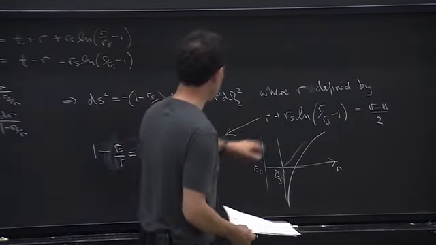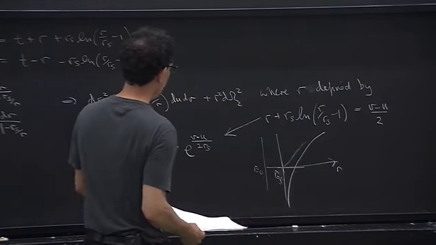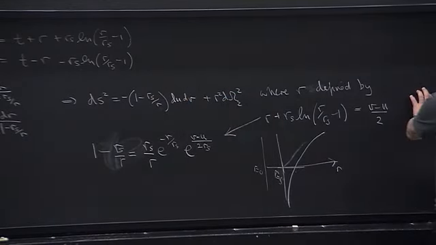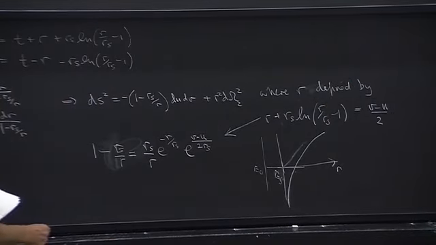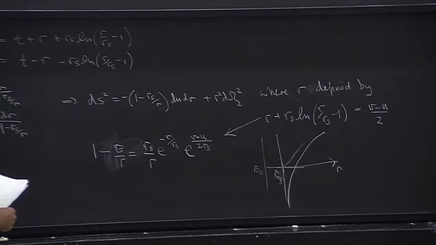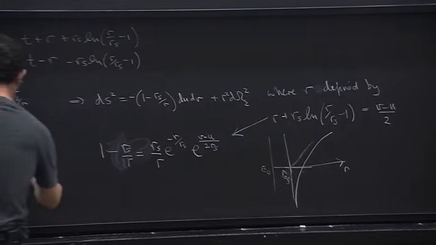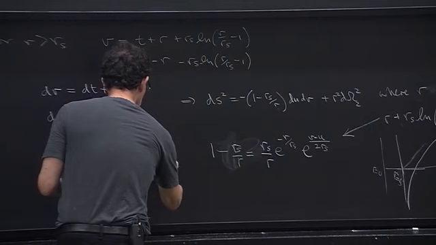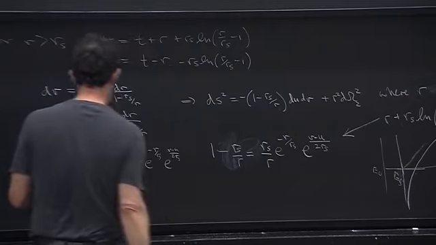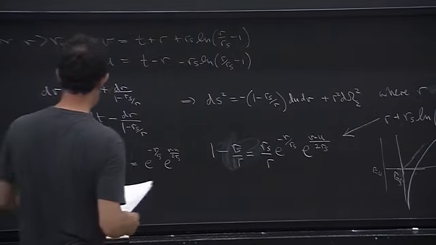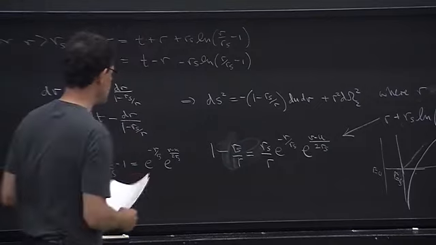Okay, so what did I do here? I divided by the rs. I took this term over to the right-hand side, and I exponentiated the equation. So I got r over rs minus 1 equals e to the minus r over rs e to the v minus u over 2rs. And then I just multiplied by r over rs to get this equation.